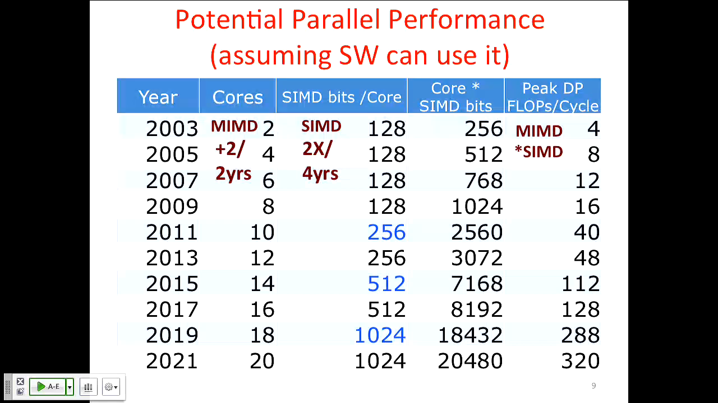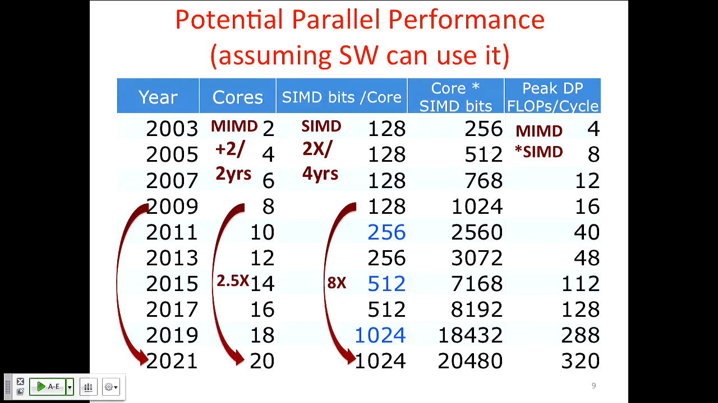Now, if you multiply these together, the number of cores times the SIMD bits per core, that gives you this number, which is an idea of the raw parallel throughput of that chip. Like how many bits of work can you do per clock cycle, right? You can also translate that into floating point operations per clock cycle. So we're getting up into hundreds of floating point operations per clock cycle on these newer chips. The interesting thing is, looking back over 10 years, we see about a 2.5x gain in the number of cores, but maybe an 8x gain in the SIMD width, right? So SIMD is going to be a really important component in performance.